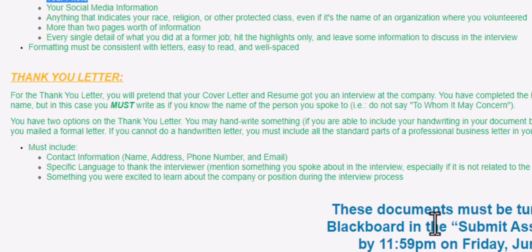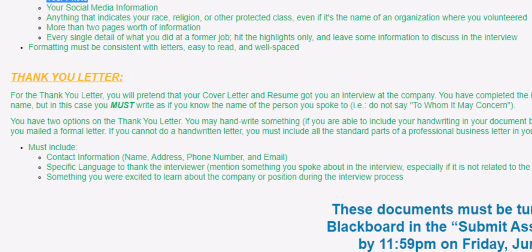inappropriate. Make sure that when you write your thank you letter, you use specific language to not only thank them for the interview, but to mention something you spoke about in the interview, especially if it's something not related to the job, but something that gave you a connection to your interviewer. Something you were excited to learn about the company or the position is also a good thing to include.